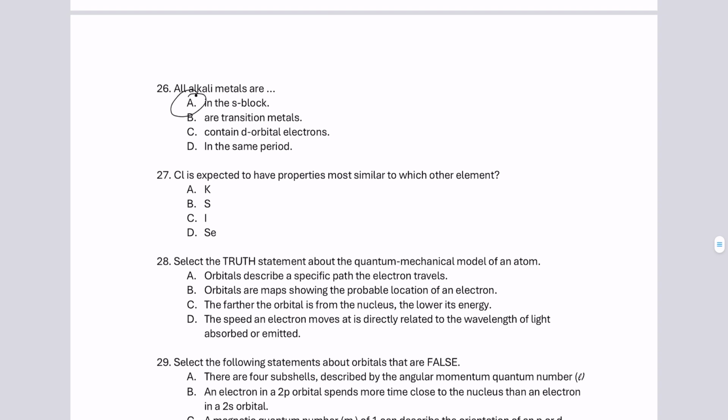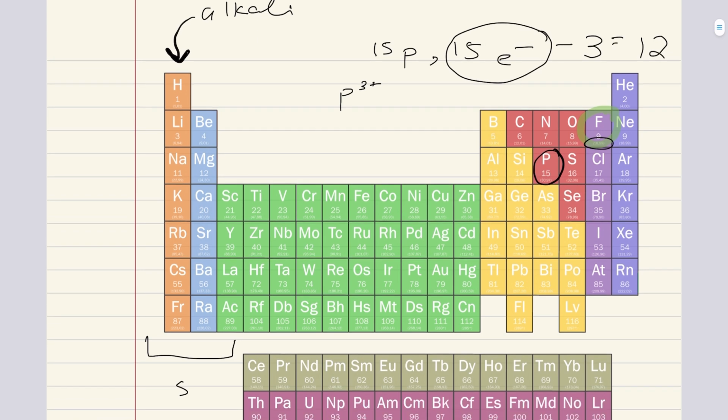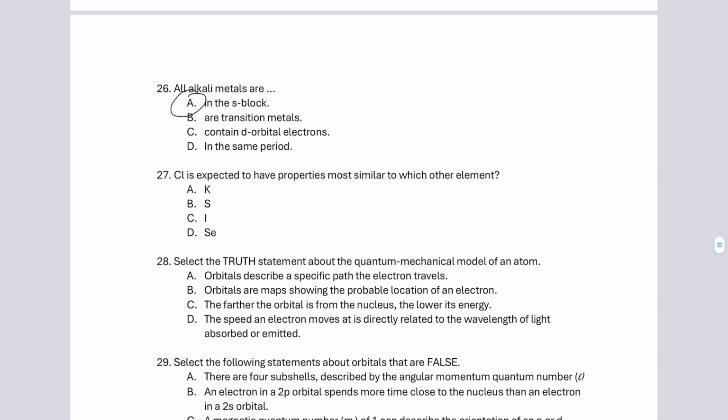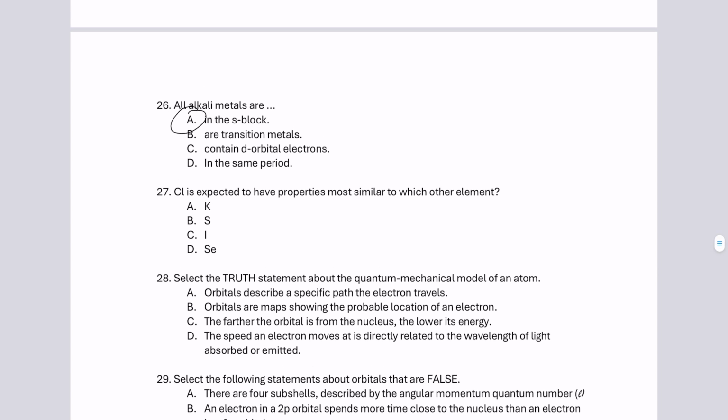They are not transition metals. You do not find them in this area of the periodic table where all of the transition metals lie. They don't contain any d orbital electrons, and they are not in the same period. They are in the same group.